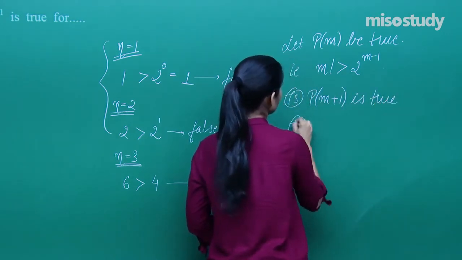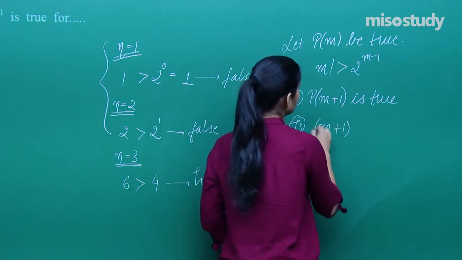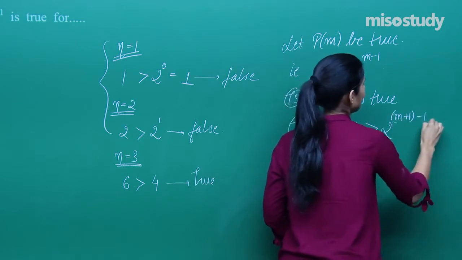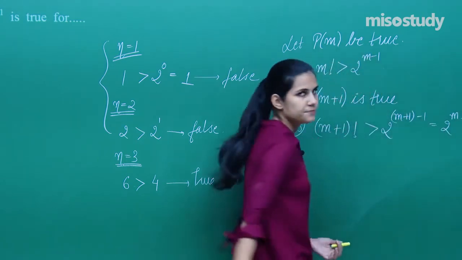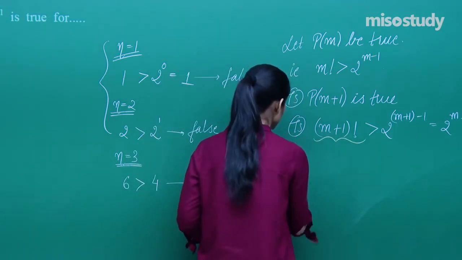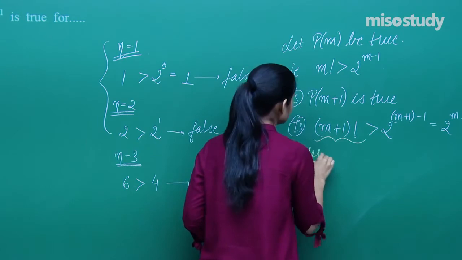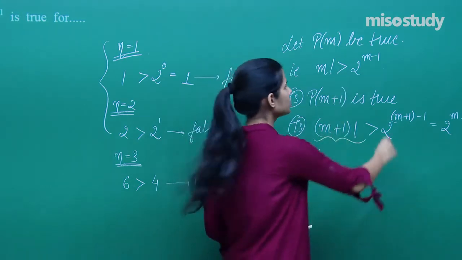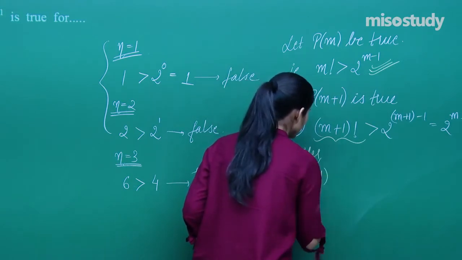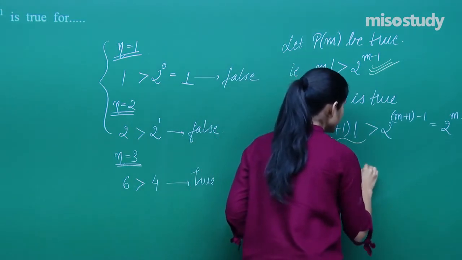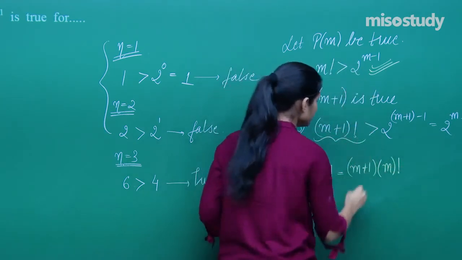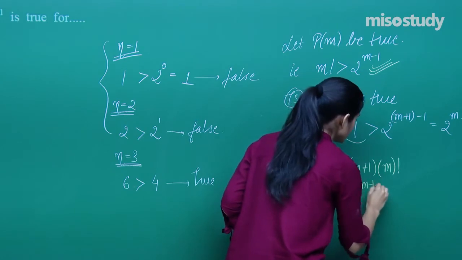That means I have to show m plus 1 factorial is greater than 2 to the power m plus 1 minus 1, which is 2 to the power m. That's what I have to show. So what you do, you consider the left hand side, and don't forget this is your assumption, so you need to use this step in proving this step. Consider m plus 1 factorial. This is m plus 1 into m factorial. M factorial is greater than 2 to the power m minus 1.